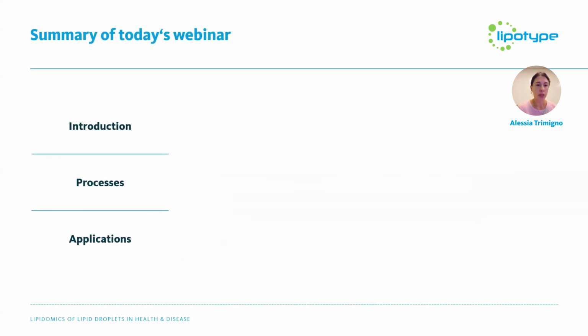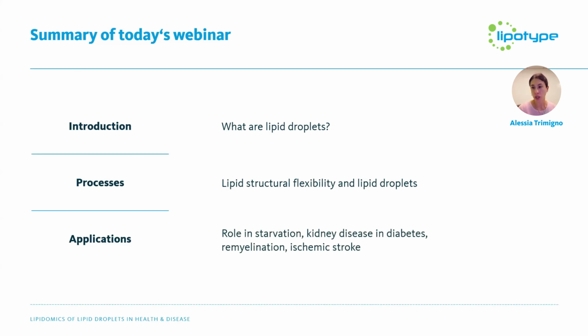So today, we talked a little bit about what lipid droplets are. We saw how different structures of lipids affect their incorporation into lipid droplets. And finally, we saw some case studies. We saw 4 case studies about the role of lipid droplets in starvation, in kidney disease and diabetes, remyelination, and ischemic stroke.